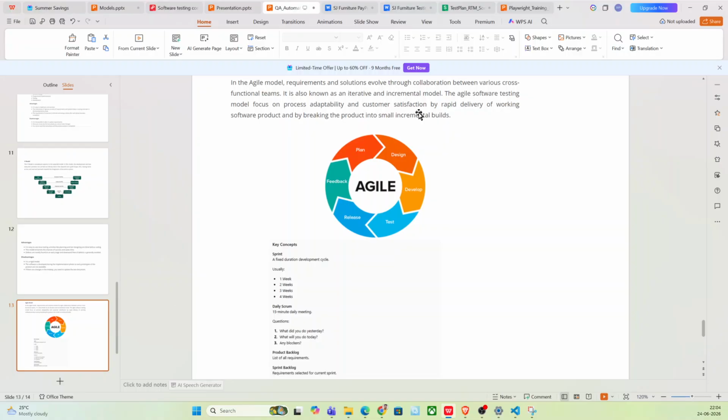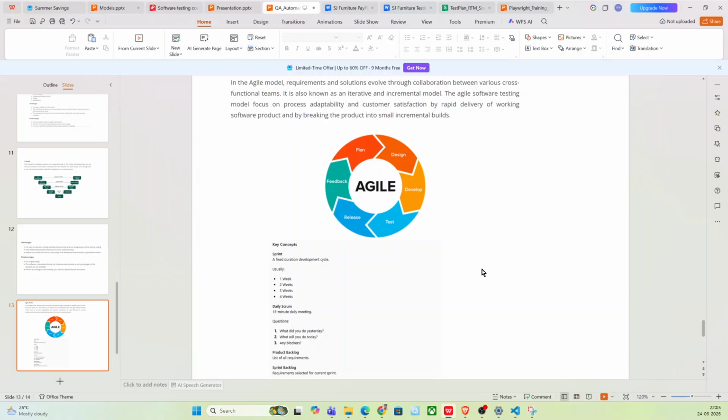Okay, so the next model is the Agile model. Here also the process is the same: gathering the requirements, analysis, then design, then developing the code and testing. But this model is also called the iterative and incremental model. So instead of developing an entire product at once, the product owner, scrum master, and everyone come together along with the developers and QA team. They will prioritize the features.